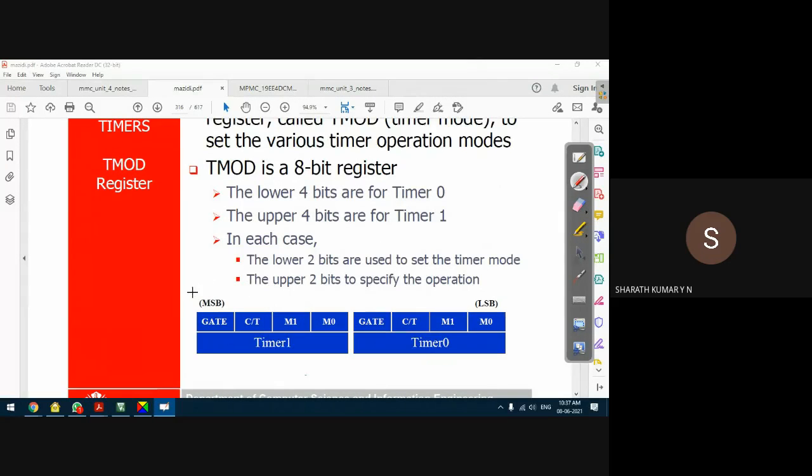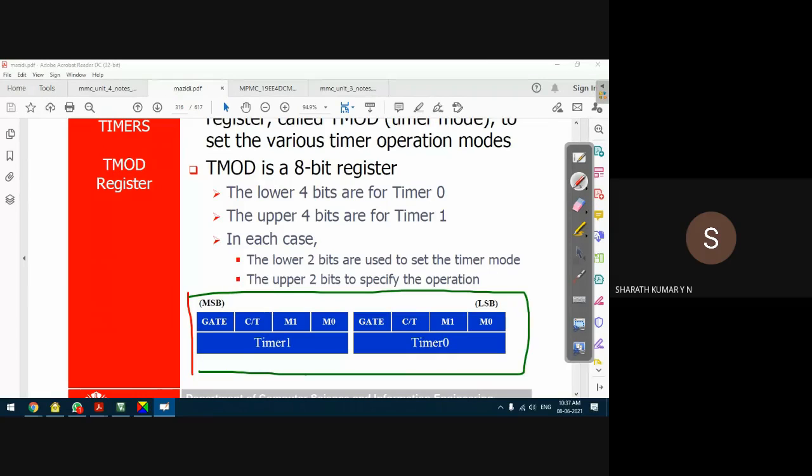This is how the TMOD register looks like. In this TMOD register, TMOD is an 8-bit register, because all the registers are 8-bit in size. It has a lower nibble and an upper nibble. One nibble is equal to 4 bits.